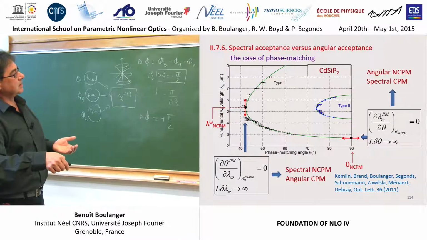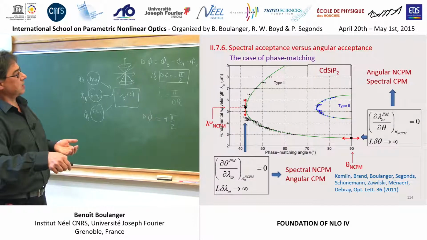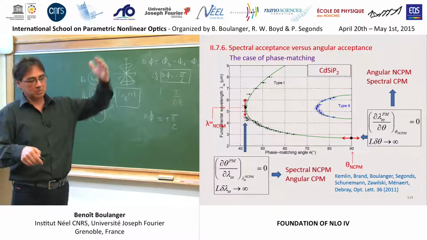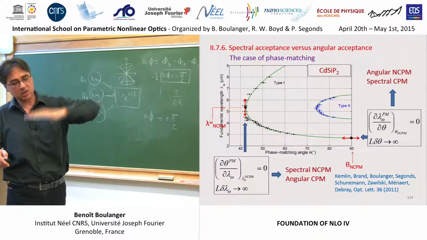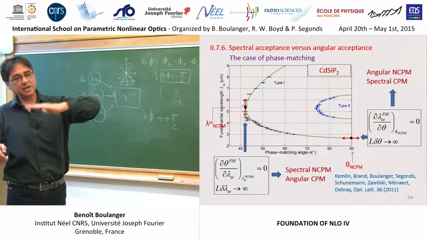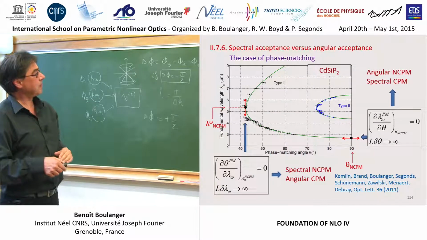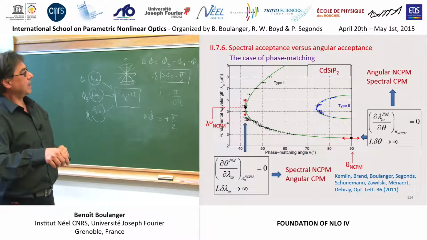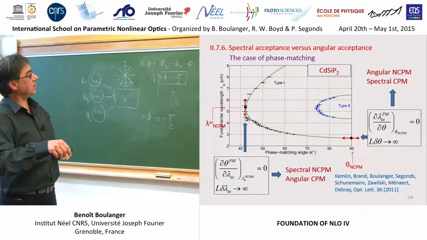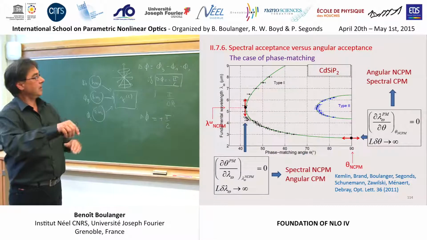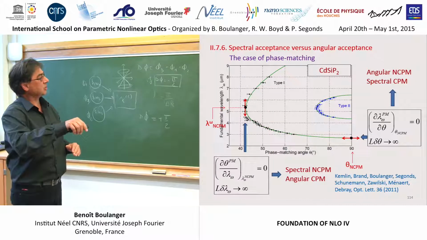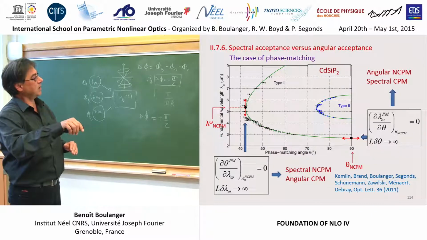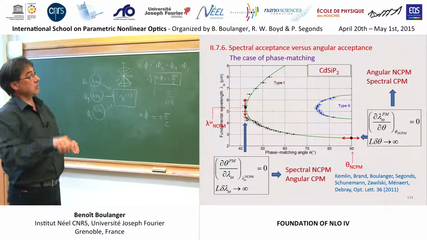Let's take this point here. So we have theta equal 90 degrees. So it means that the phase matching direction is contained in the xy plane. So what do you see here? You see here that the derivative of lambda omega, so you have a horizontal tangent here. You see that the derivative of lambda PM as a function of the angle theta is equal to 0.